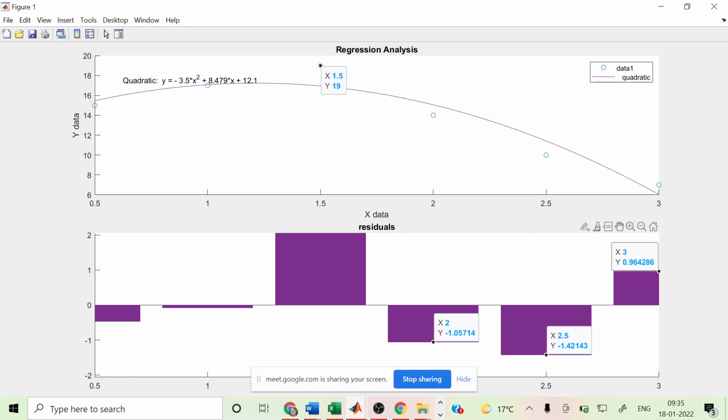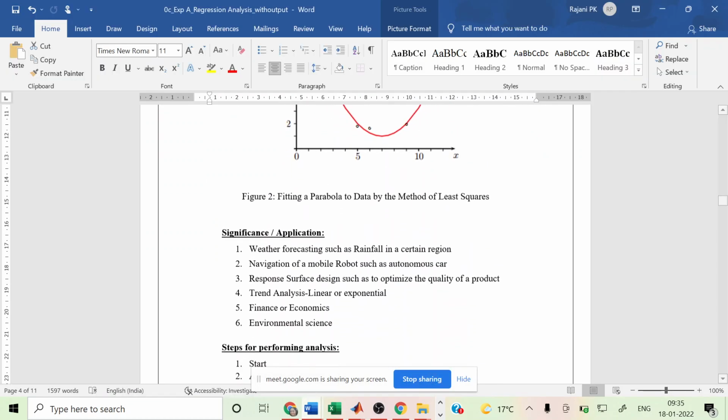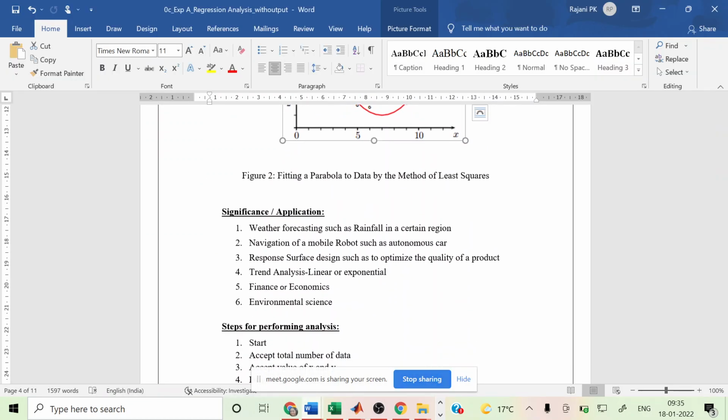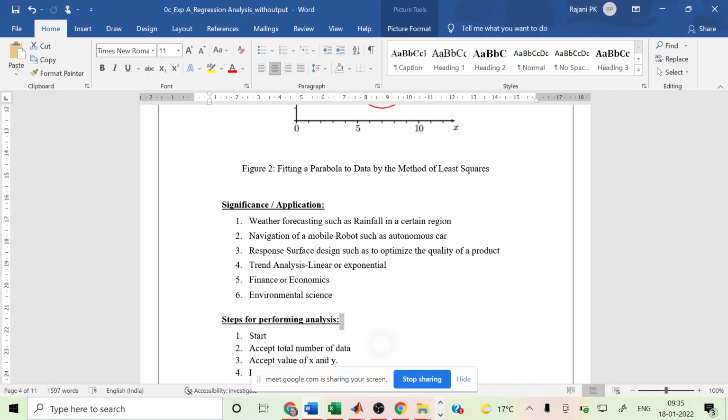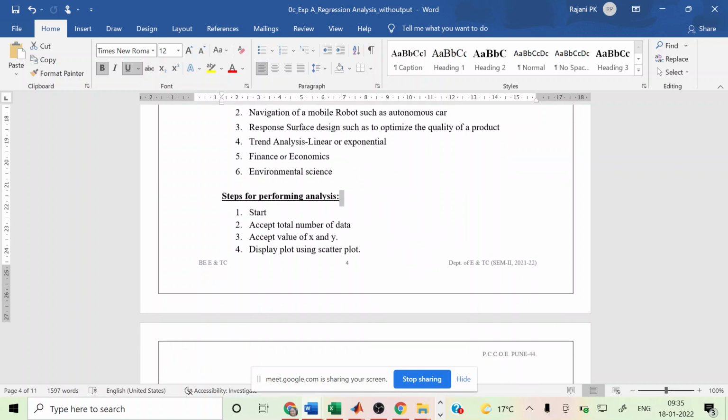Okay. So the next point you have to understand is, these are the two curves. A curve can be anything, not only quadratic, it can be cubic or 4th degree, 5th degree, 6th degree, like that it can be anything. What are the applications? Weather forecasting such as rainfall in a region, or navigation of a robot, response surface design such as optimizing something, the quality of a product. Then trend analysis can be linear or maybe exponential. Finance or economics, environmental science, etc. we will be using this.